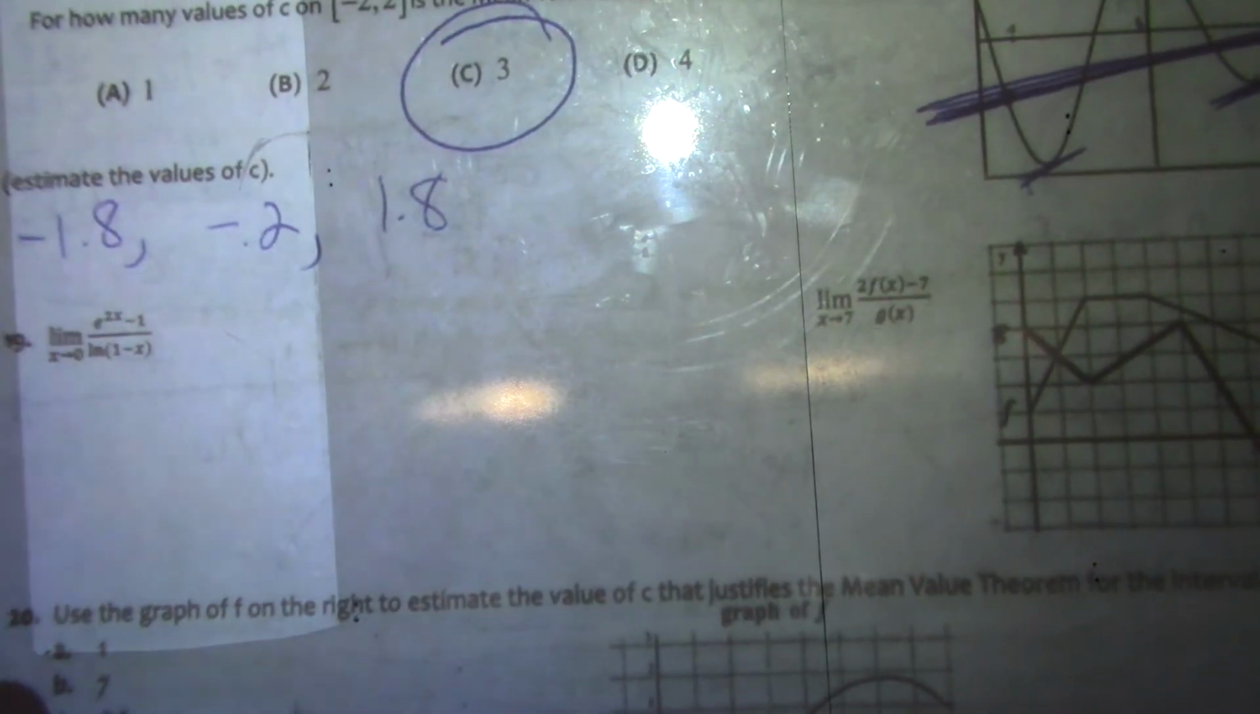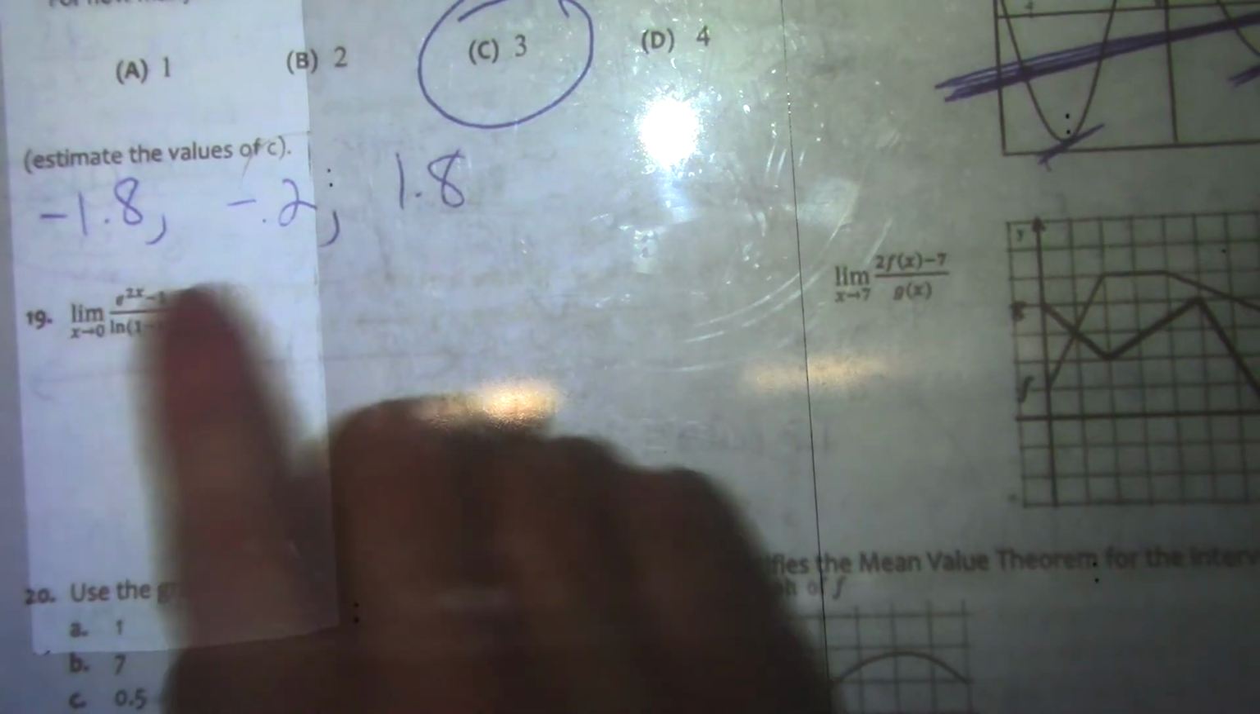All right, the limit of e to the 2x minus 1 over natural log of 1 minus x. So first of all, e to the 0 is 1. 1 minus 1 is 0. Natural log of 1 minus 0, natural log of 1 is 0. So this is 0 over 0.